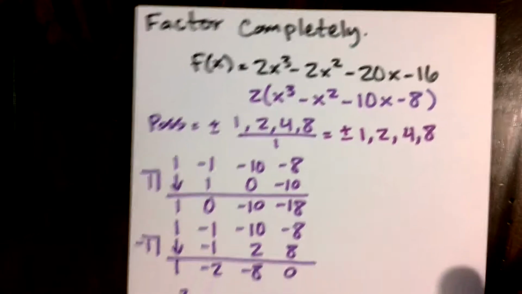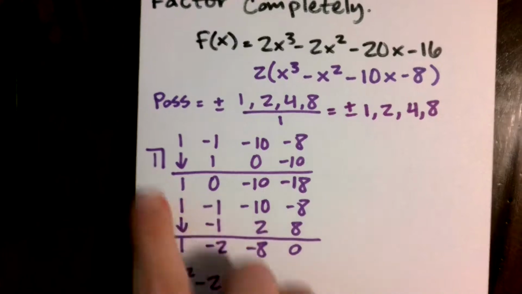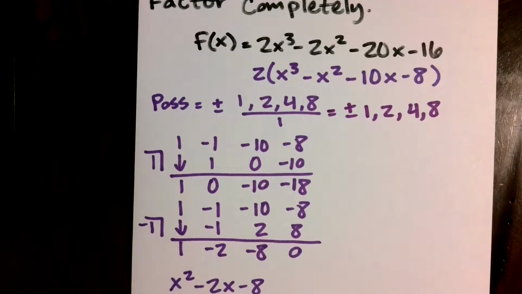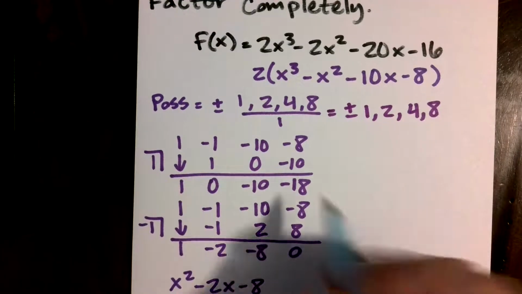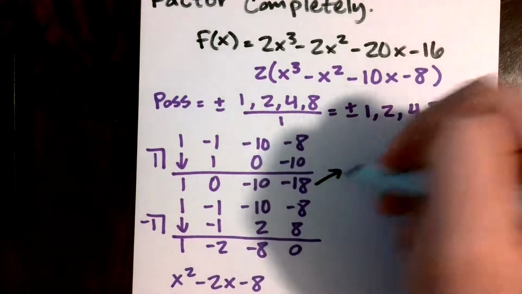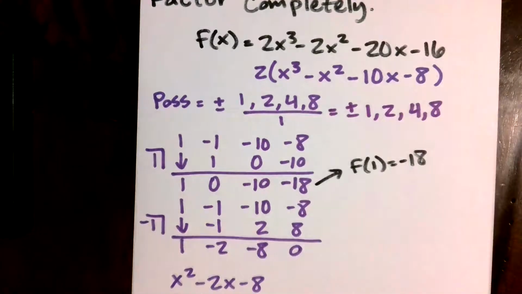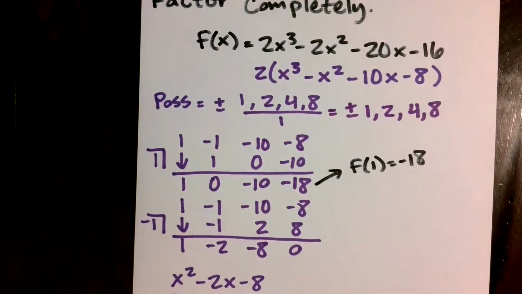But sometimes whatever you start with doesn't work. So for this one, I started with testing the x-intercept of 1, and I got a remainder of negative 18. Remember, this does tell us that f of 1 equals negative 18, but it doesn't tell us an x-intercept. I found one way that there is not an x-intercept.